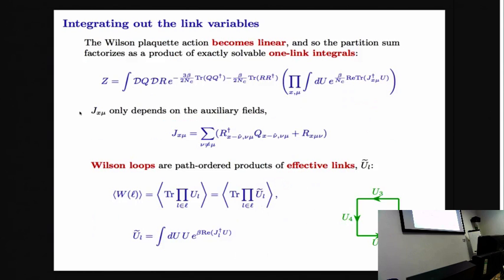So the integrals that you get after all the Hubbard-Stratonovich transformations are one-link integrals, for which some solutions are known. And you have some source term here, some factor that depends only on the auxiliary variables. So you get rid of the fluctuations of the gauge fields. And so the Wilson loops will also be given in terms of these quantities via some effective link.